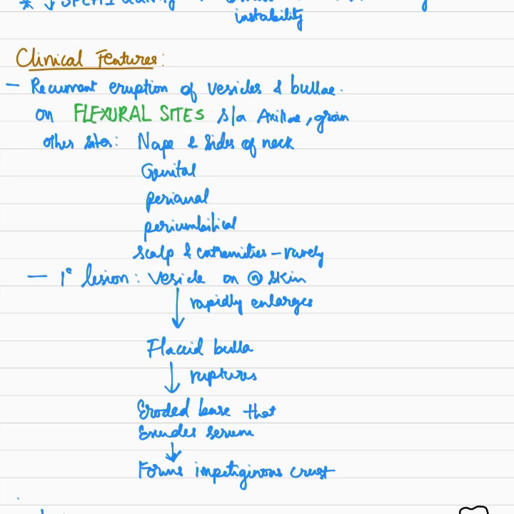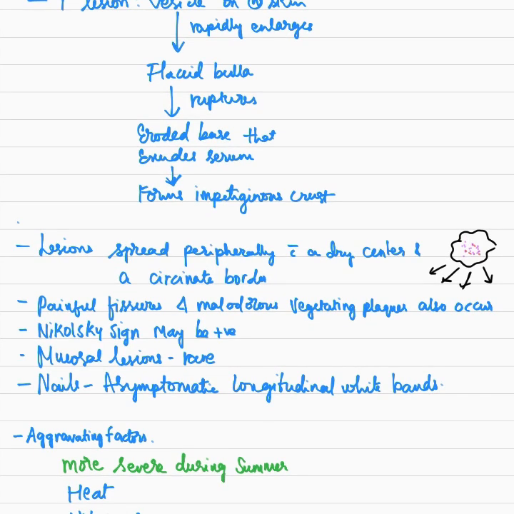Here the primary lesion is a vesicle on normal skin. It rapidly enlarges and forms a flaccid bulla. This bulla ruptures easily and leads to an erosion which extrudes serum. This serum hardens to form an impetiginous crust. The lesions spread peripherally with a dry center and a circinate border, and painful fissures and malodorous vegetating plaques also occur. Nikolsky sign may be positive, mucosal lesions are rare, and nails are asymptomatic but often show longitudinal white bands.